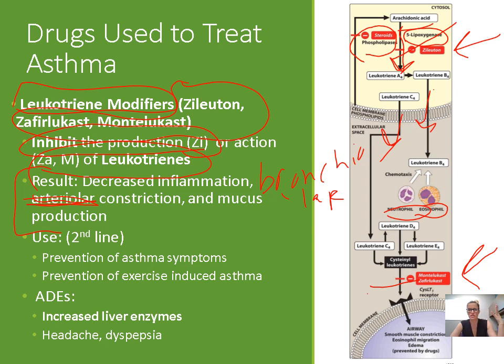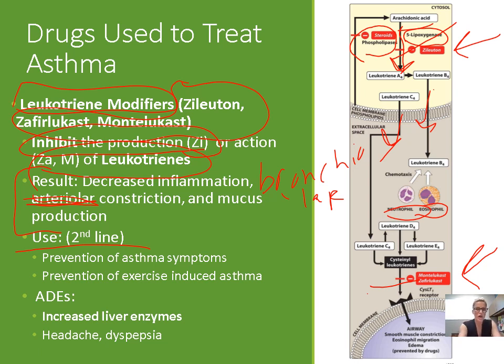the inflammation and the constriction and the hyperreactivity. So they're not as effective traditionally and not as well tolerated. So they are used as second-line agents for the prevention of asthma symptoms and prevention of exercise-induced asthma. Again, typically we would add them to an inhaled corticosteroid if the patient was still symptomatic, but if the patient can't tolerate the inhaled corticosteroid, then we can try the second line instead.